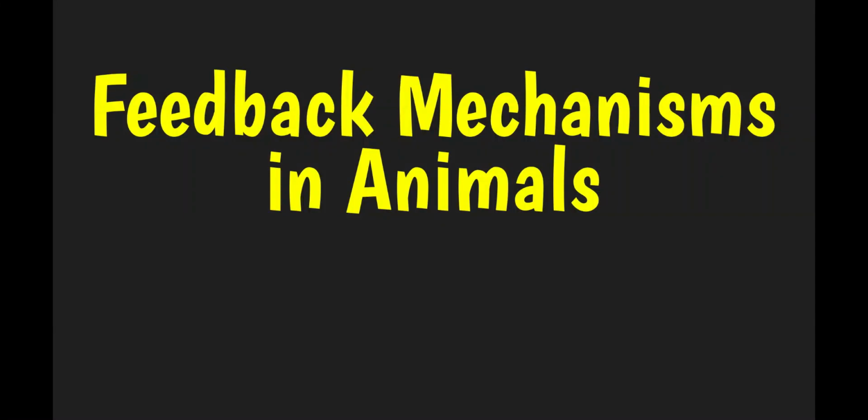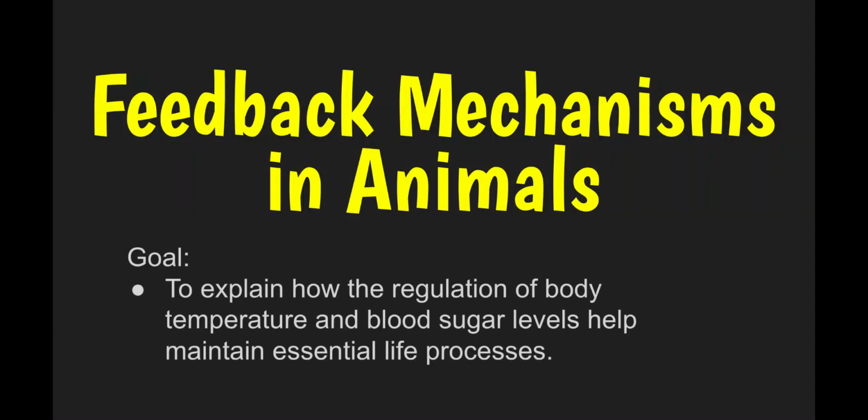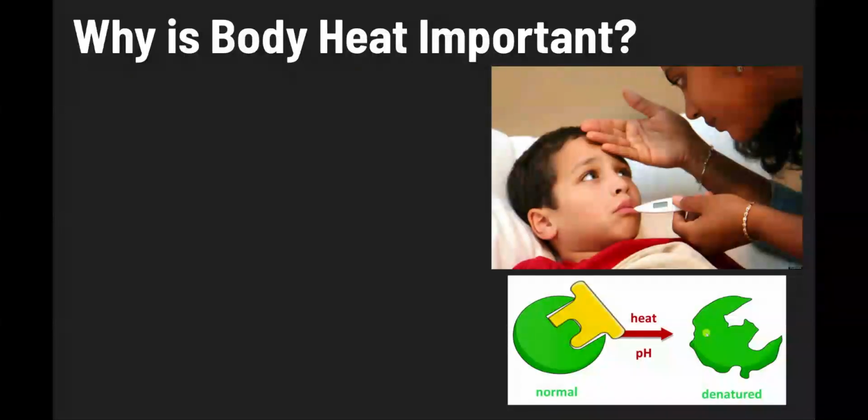Today we're going to talk about feedback mechanisms in animals, and the goal of this video is to explain how the regulation of body temperature and blood sugar helps maintain essential life processes. So let's start with body heat. Why is body heat important?